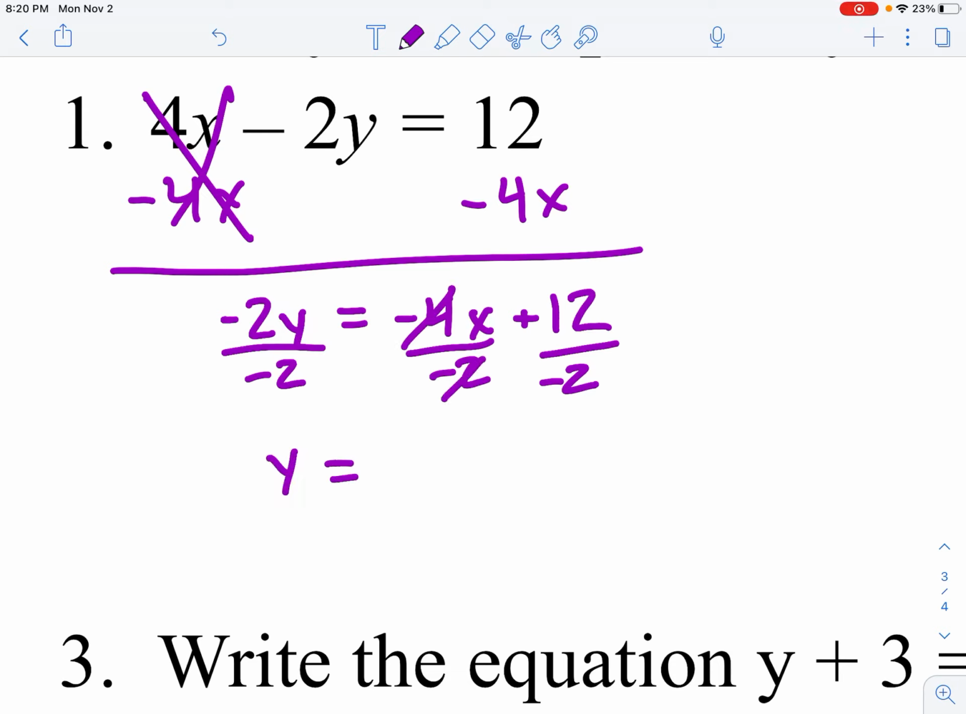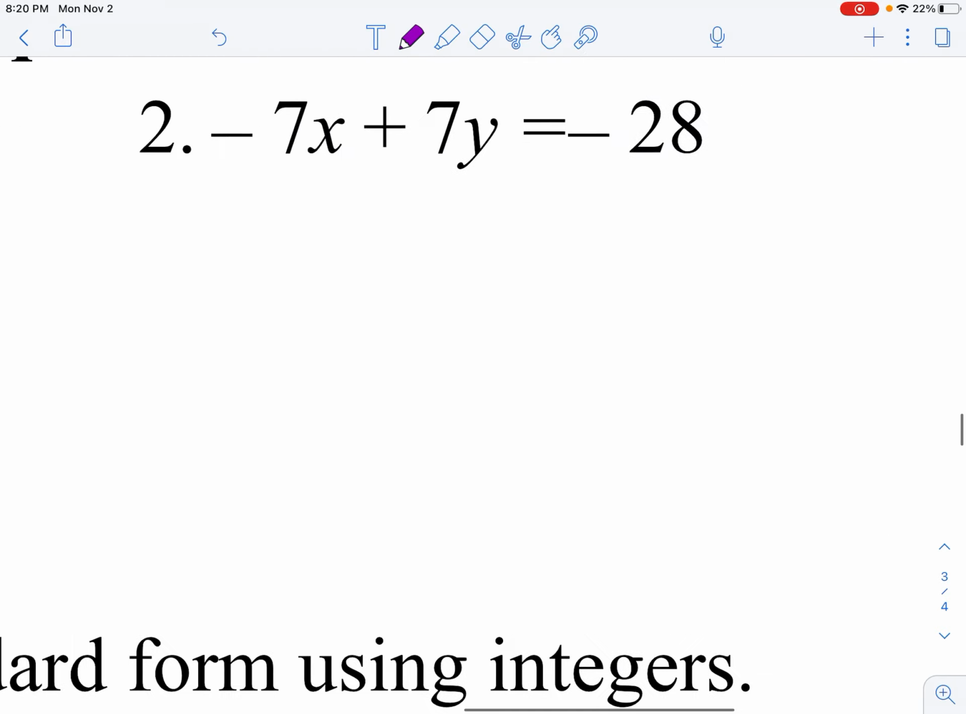So y equals, negative 4 and negative 2 actually simplify to a positive 2. Negative 4 divided by negative 2 is a positive 2. x, and then it'll be a minus 6. So this means my slope is 2, and my y-intercept is negative 6.